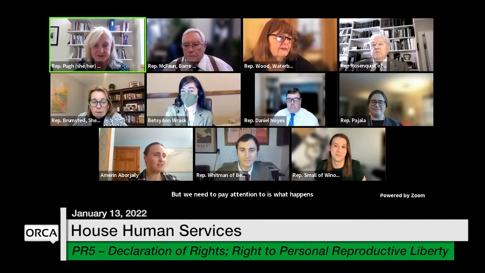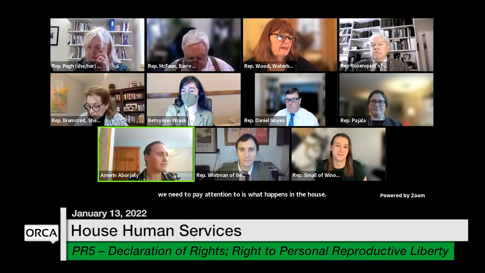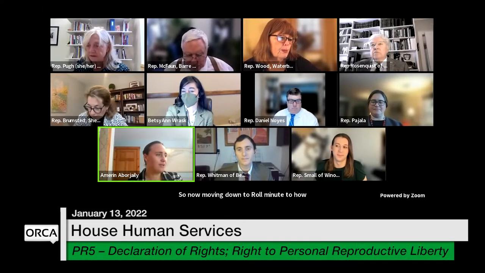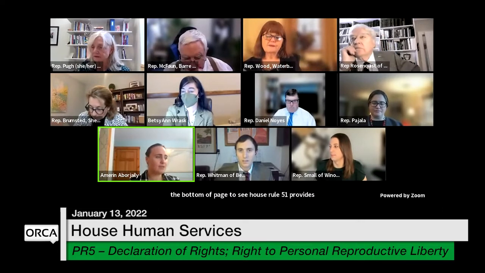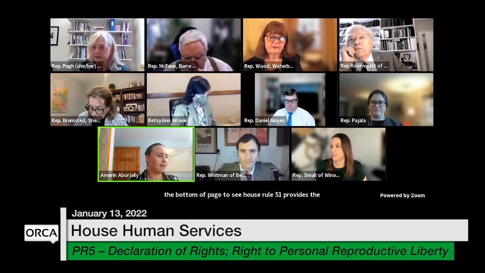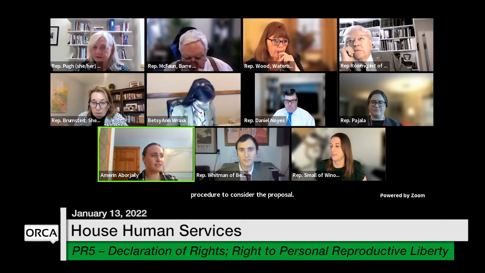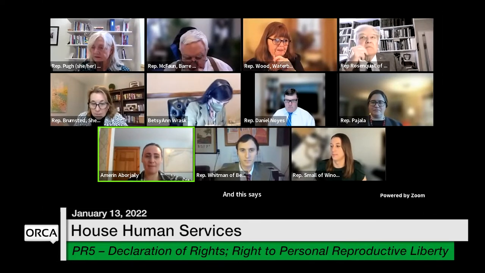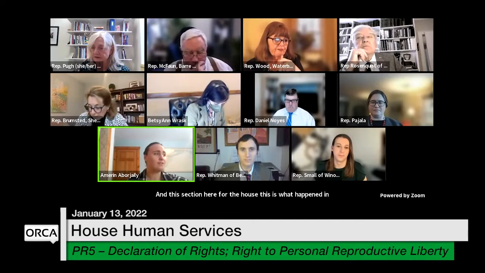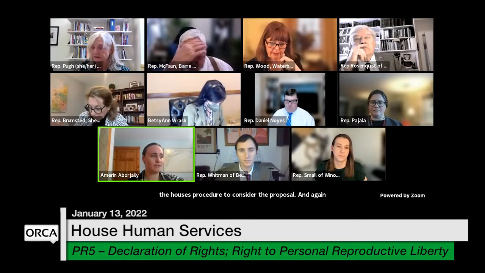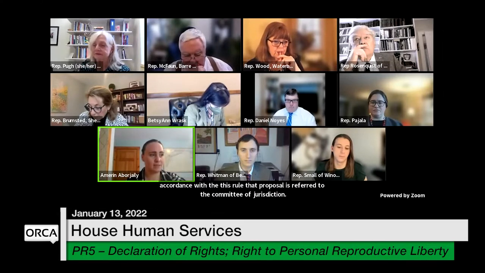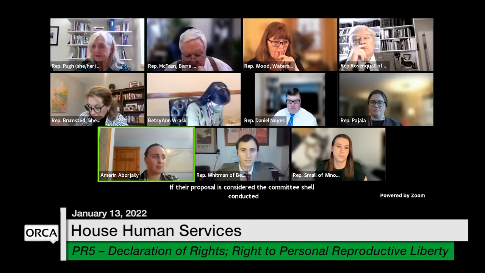Okay, great. So I'm now moving down to Roman numeral 2, House. This is on the bottom of page 2. You'll see House Rule 51 provides the House's procedure to consider the proposal. This section here for the House, this is what happened in the first biennium. So House 51A provides the House's procedure to consider the proposal. In accordance with this rule, the proposal is referred to the Committee of Jurisdiction. If the proposal is considered, the committee shall conduct a public hearing prior to voting on the proposal.